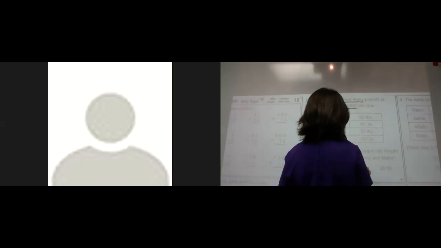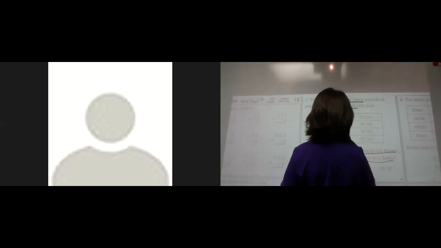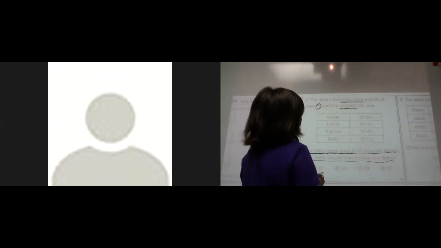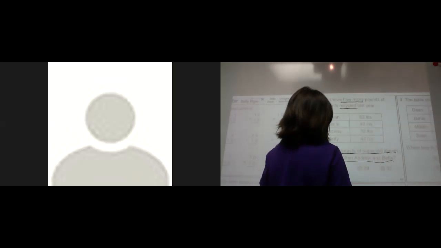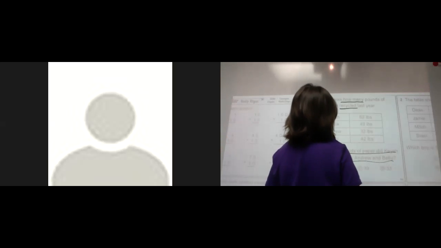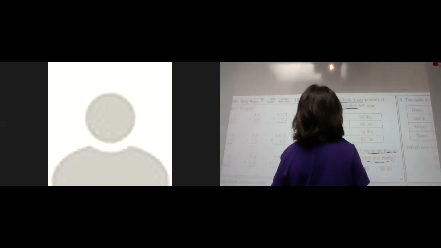Just go ahead and underline that whole question then. What's the big keyword in that question, or keywords? How many more? Because how many and how many more mean a way different thing. So why don't we just circle this "how many more," because that's important. So how many more pounds of paper did Kia and Leslie recycle than Andrew and Betty?